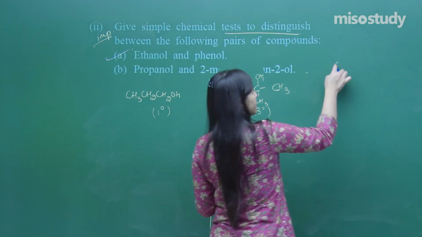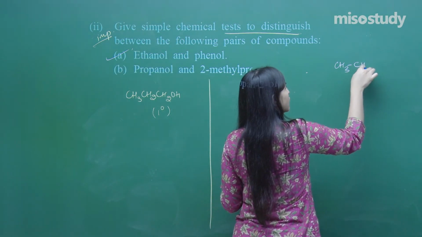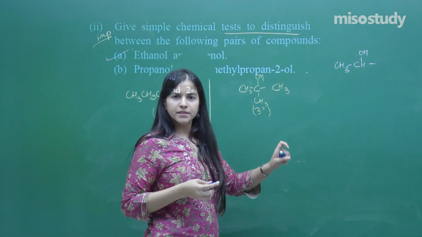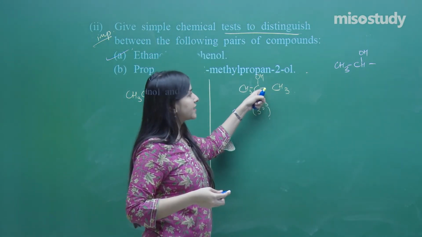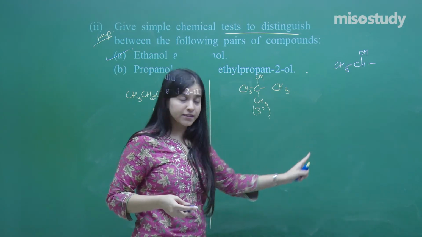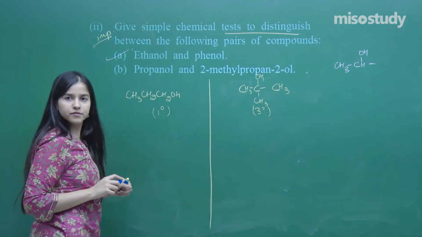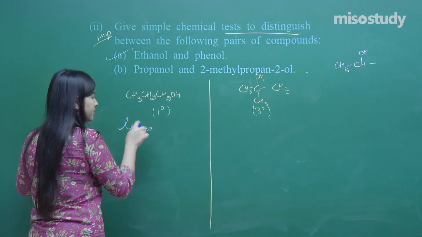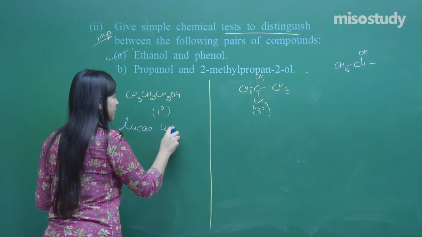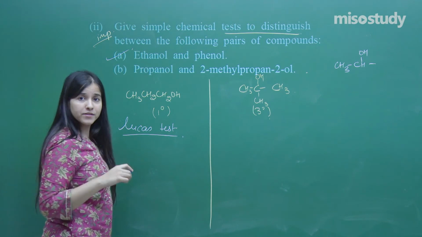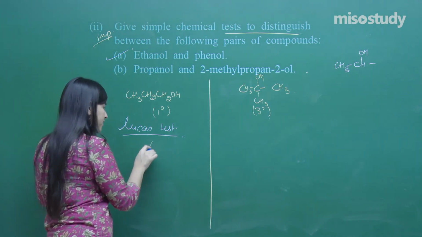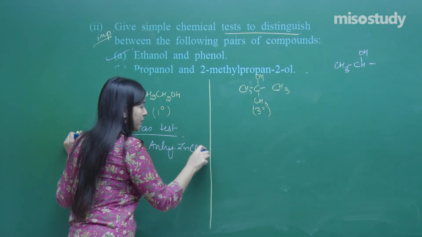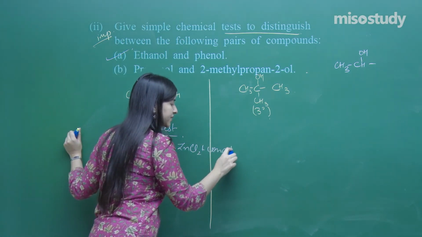Iodoform is given by an alcohol something like this, see. That means a hydrogen should be there attached with the carbon, which is not there, right? So it will not give, it will also not give, fine. So what we can do is the Lucas test, remember? The Lucas test we have done, the Groves process. What is the Lucas reagent? Anhydrous ZnCl2 plus conc HCl, yes.